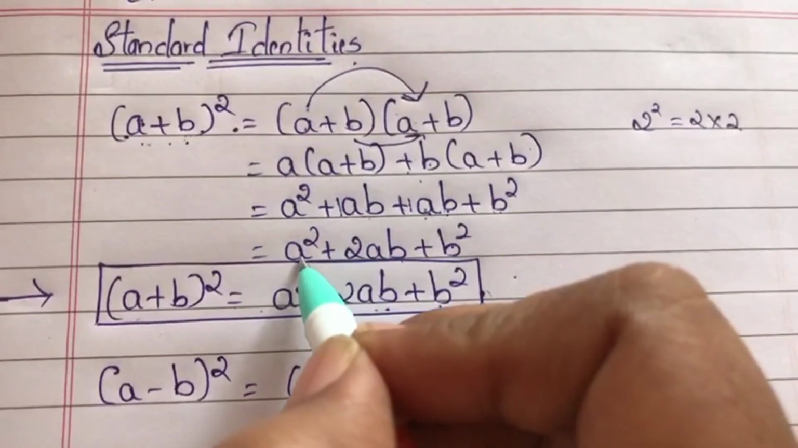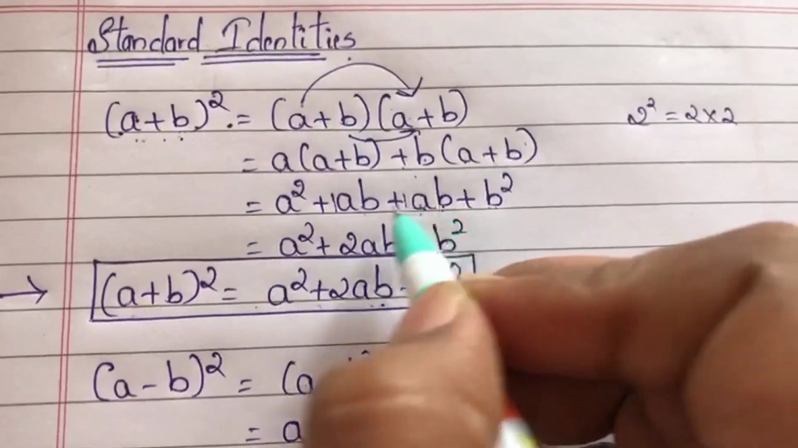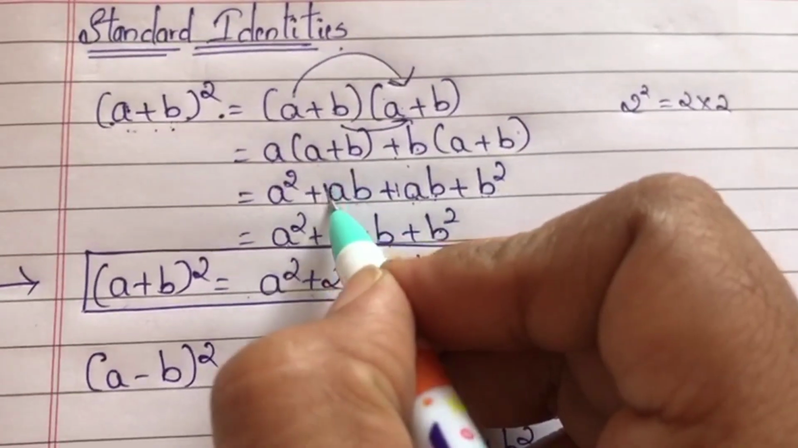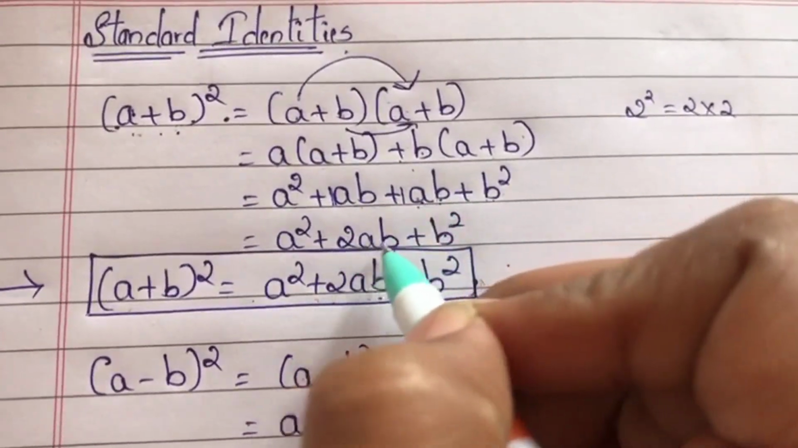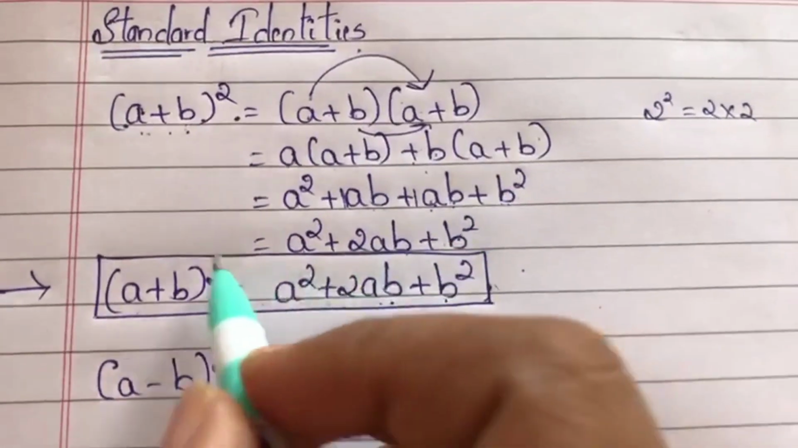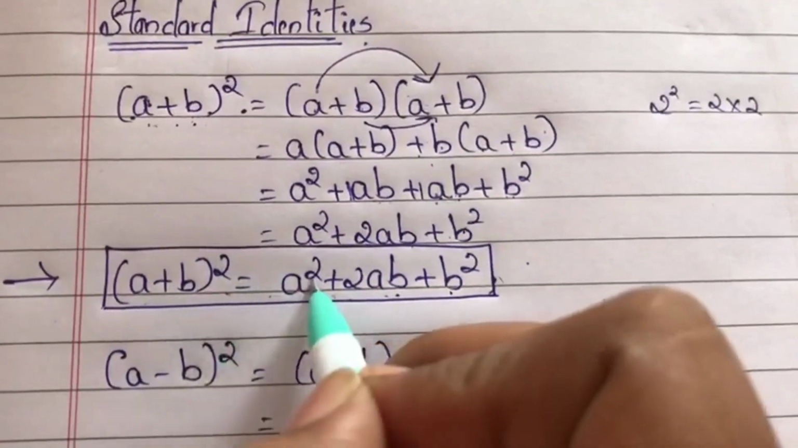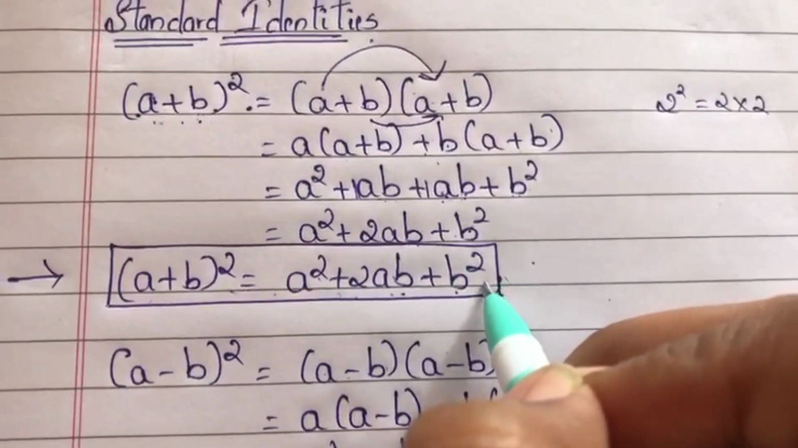A square, and ab here the coefficient will be 1. Therefore ab plus ab will be 2ab, and b square. Therefore (a plus b) whole square will be a square plus 2ab plus b square.